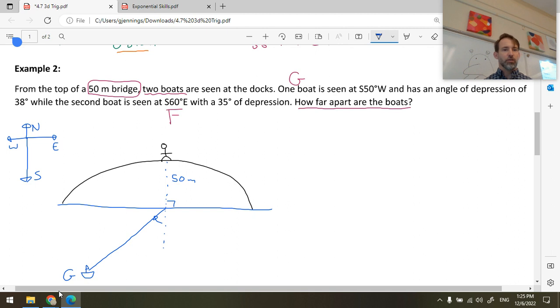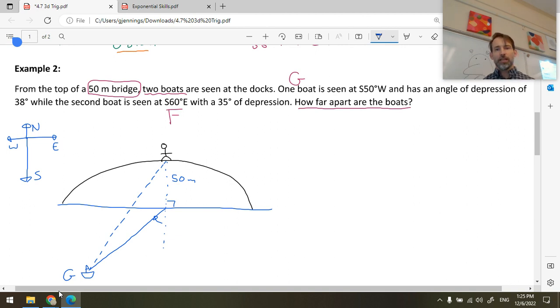Isn't it going off 50 degrees from south? Why isn't it going off the person? Like 50 degrees from the person. It is going off the person, because I'm looking down here. This is the angle up to the eye line, right? Up to 50 degrees. And we are looking down at 38 degrees.